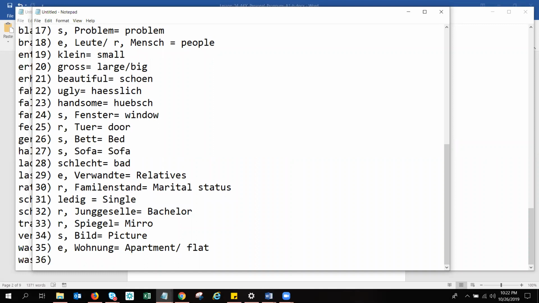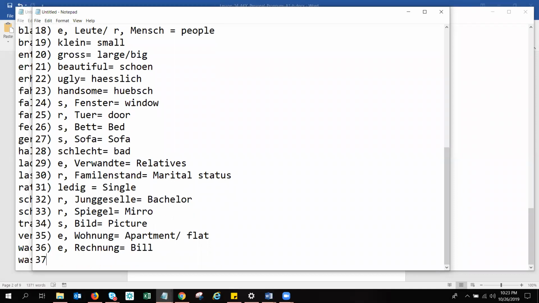Then we have doctor; we have done the professions. If it is like die Rechnung, you can say UNG is always taking article E. So Rechnung is the bill, the invoice. Money is das Geld.